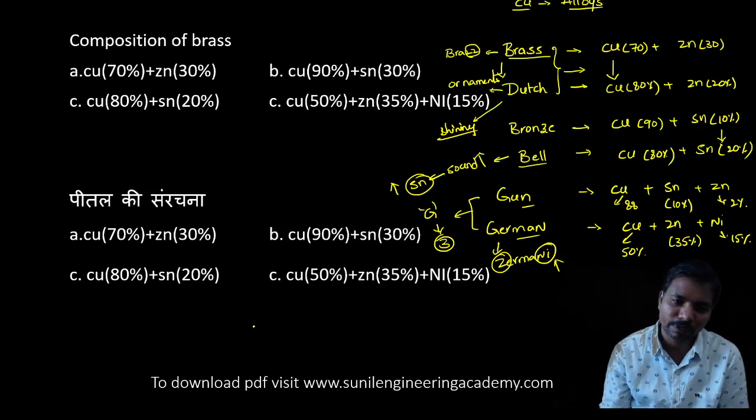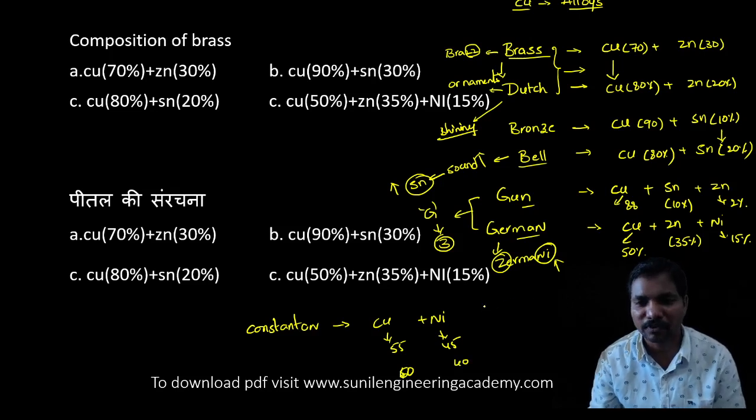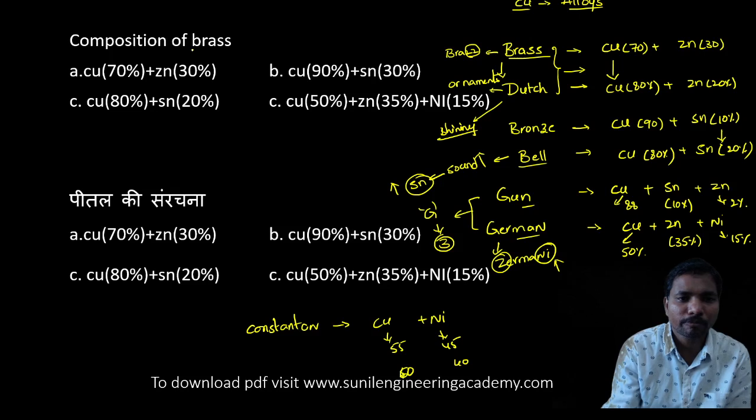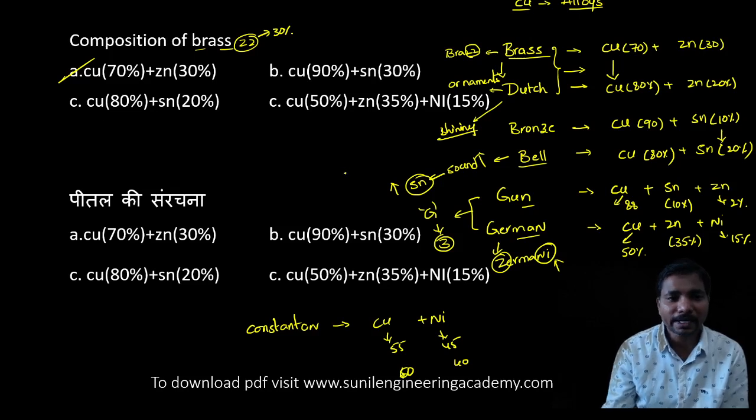If you consider Constantan, it is a mixture of copper plus nickel. Copper is 55, nickel is 45, or 60 and 40. So these are the alloys of copper. These are very, very important, guys. From these tricks, we can easily get the answer. Composition of brass: zinc has 30%, so the answer is option A only.